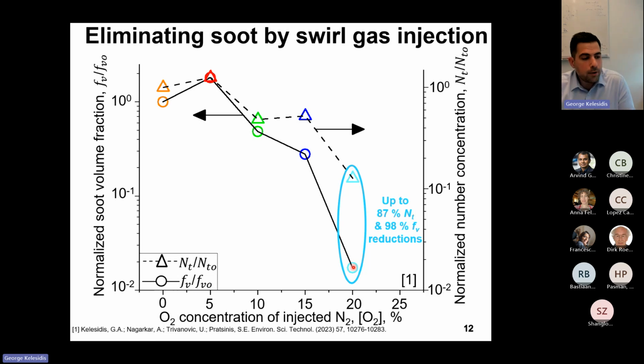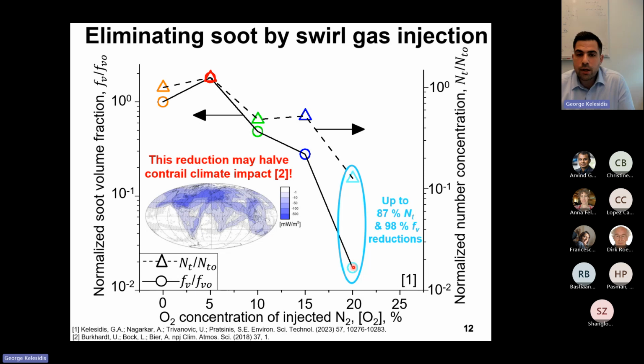of this flame reactor are very important because such large reductions of the soot number concentration and soot volume fraction can actually halve the climate impact of contrails that are formed behind the aircrafts. So this flame reactor can be used to investigate the oxidation dynamics of soot nanoparticles in the lean zone of aircraft combustors. And that way, we can assist the elimination of the soot climate and health effects.